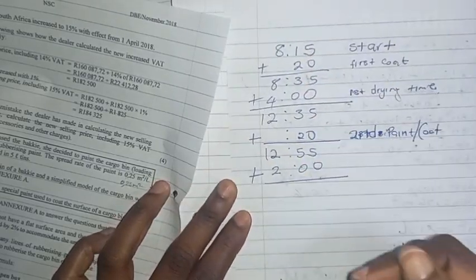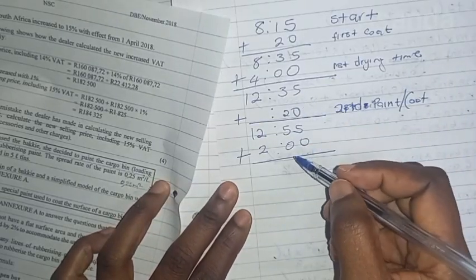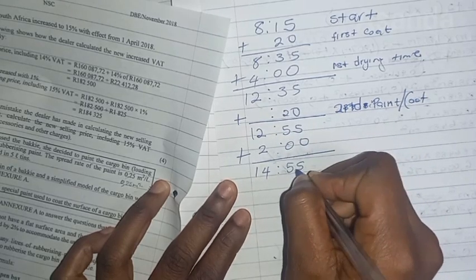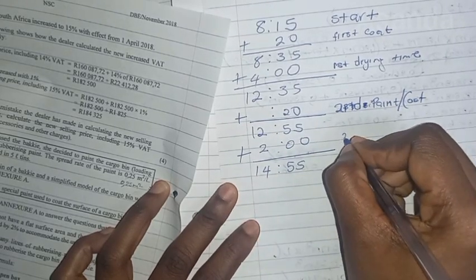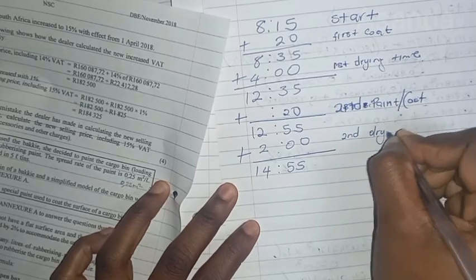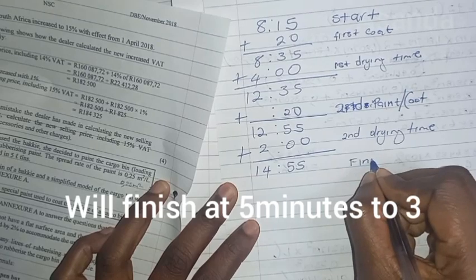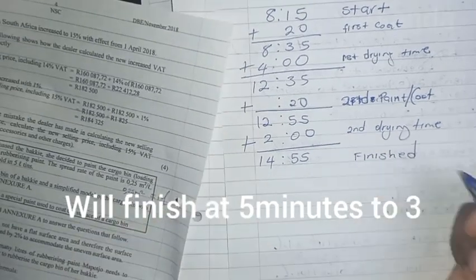You can actually answer it like that, or you can do it on your calculator. I do not like adding time on the scientific calculators. I like to do everything manually. So this is the second drying time. Voila! Finished! Isn't that wonderful? I get my 4 marks.